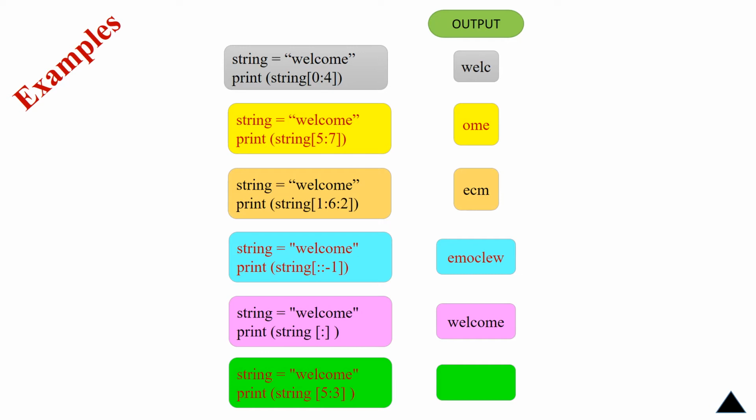Suppose I am going to print from 0 to 4: 0, 1, 2, 3, the 4 characters will get printed, that is WELC. See the next example, string is equal to welcome.